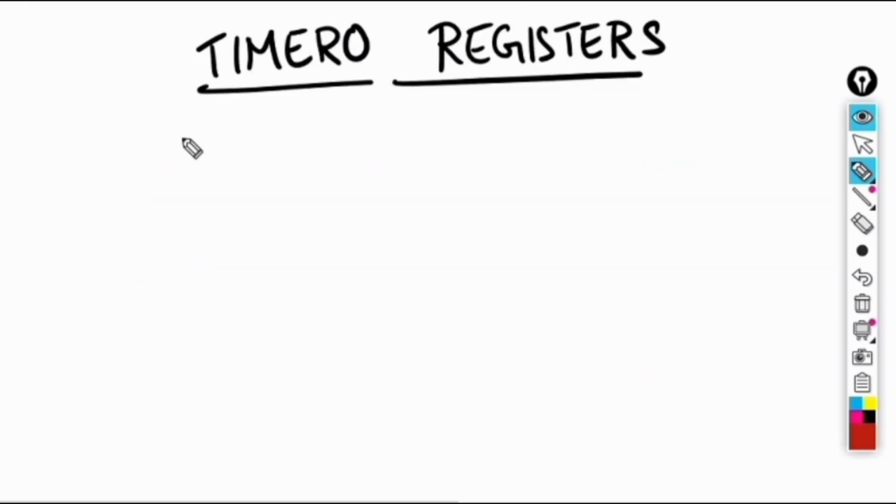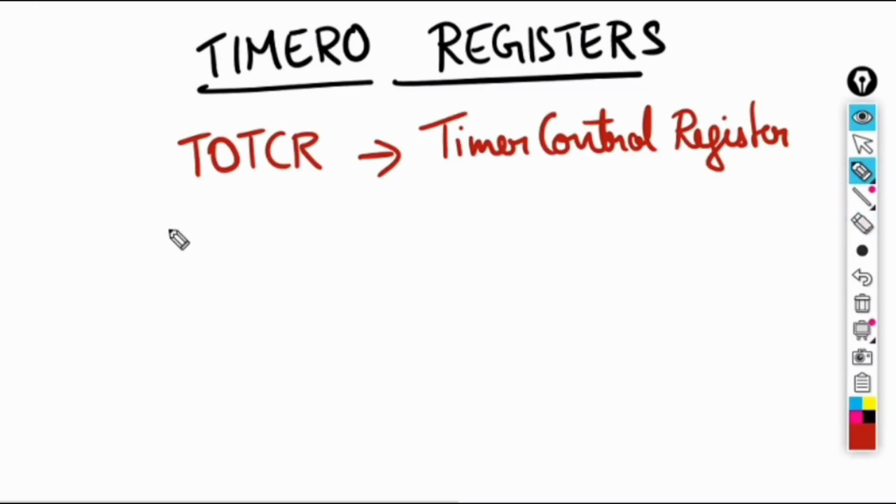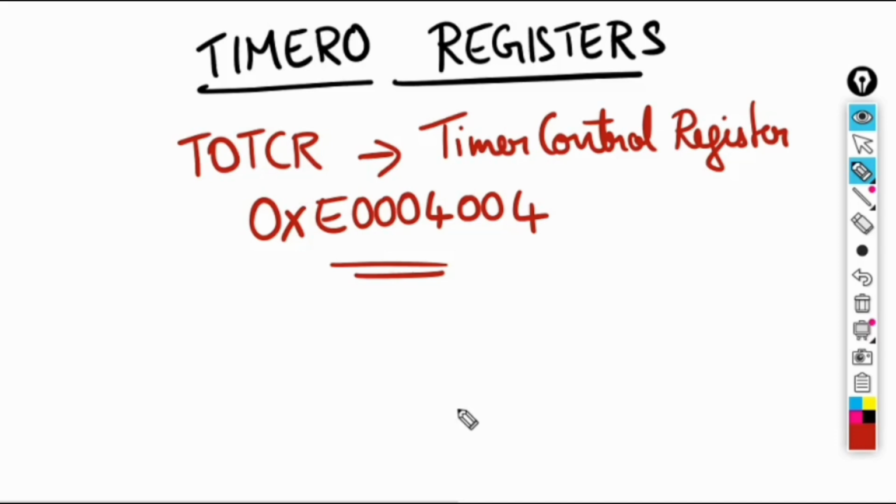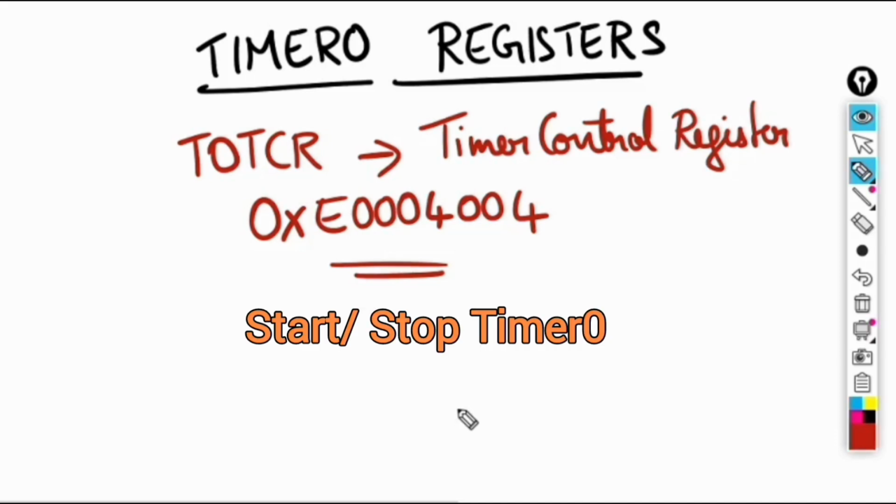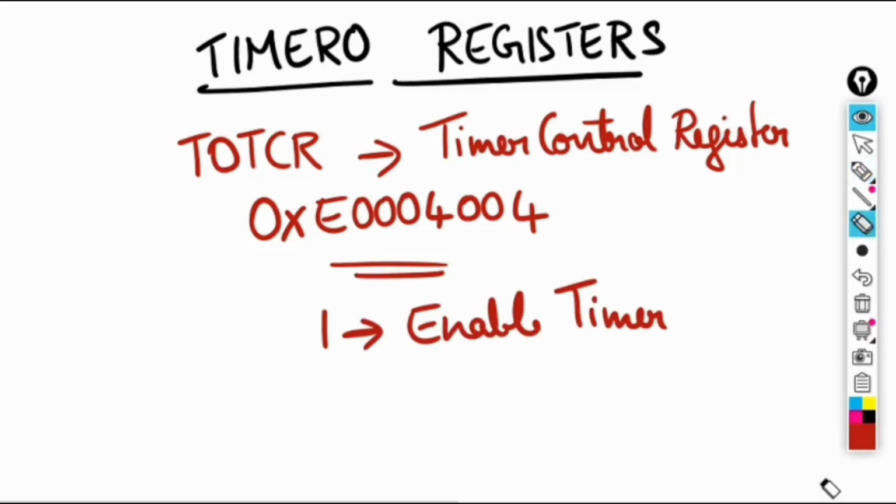Now let's understand the Timer0 registers used in this program. This program uses only two Timer0 registers. One is the timer control register, T0TCR, and the address associated with it is given here. The purpose of this register is to start or stop timer 0. If you set it as 1, it enables the timer. So when we write 1 into T0TCR, timer 0 starts counting.